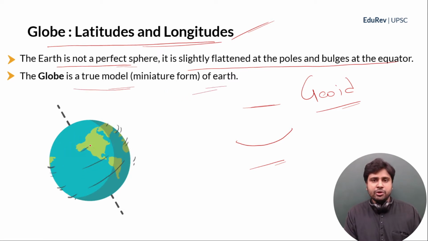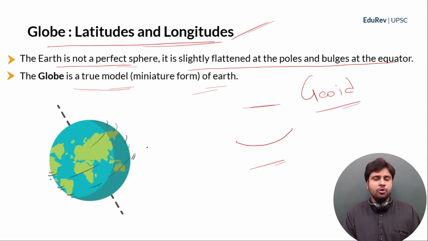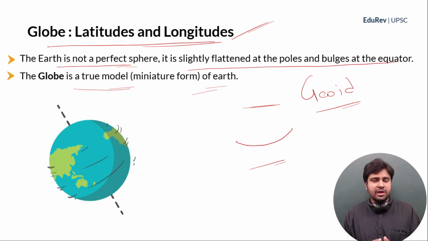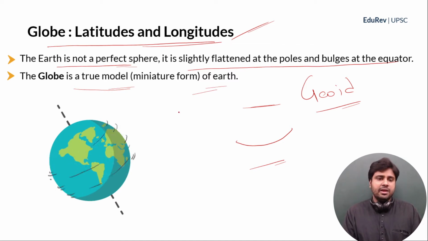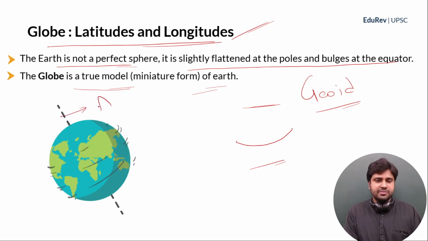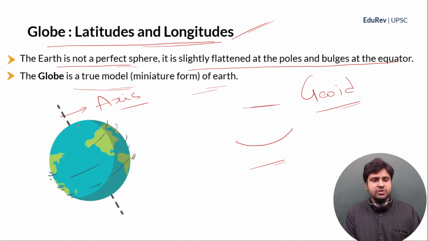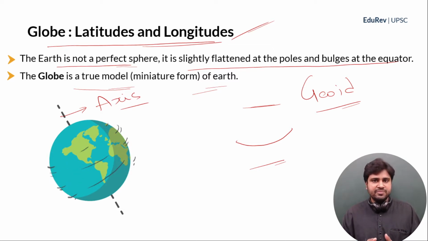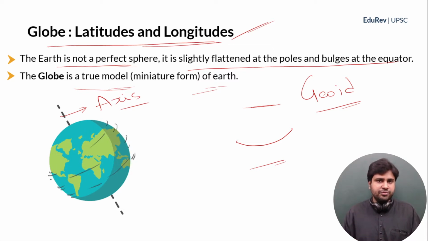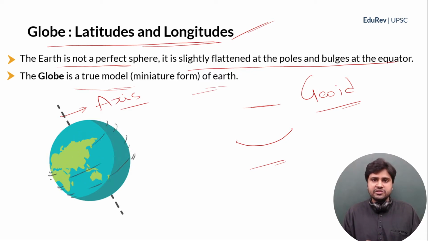So the shape of the globe is also geoid. The globe is a true representation, a miniature form of the Earth. Clear? Now, this dotted line is called the axis of the Earth. The axis is an imaginary line which passes through the center of the Earth. The axis also passes through the North Pole and South Pole.